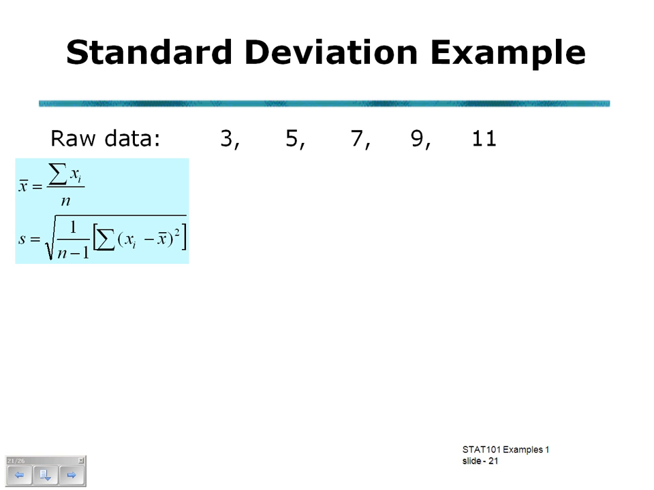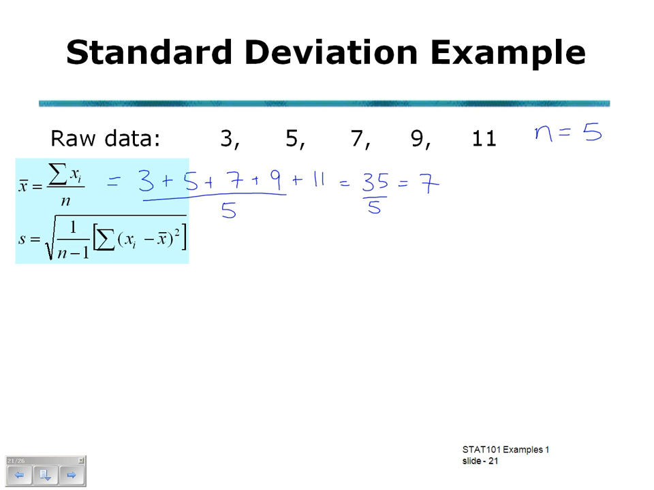So to return to the example, the raw data: 3, 5, 7, 9, and 11. Calculate the mean, x bar. We're going to add the values together and divide by n, which is 5 for this example. 3 plus 5 plus 7 plus 9 plus 11 divided by 5, a total of 35 divided by 5 gives us a mean of 7. 7 minutes for the mean.